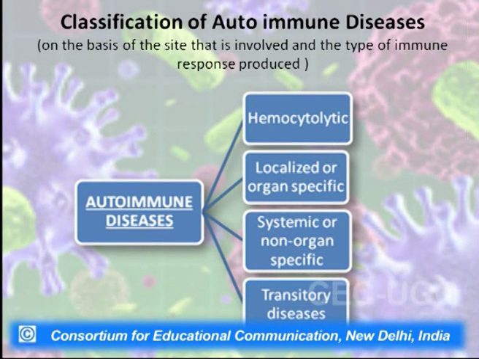Now, with this we come to the classification of autoimmune diseases. Most of the autoimmune diseases are classified on the basis of the site that is involved and the type of the immune response that is produced. Now, autoimmune diseases can further be classified into hemocytolytic diseases, localized or organ specific diseases, systemic or non-organ specific diseases, and transitory diseases. Now, all these autoimmune diseases are classified not only because they are organ specific or non-organ specific, they are classified according to their behavior also.